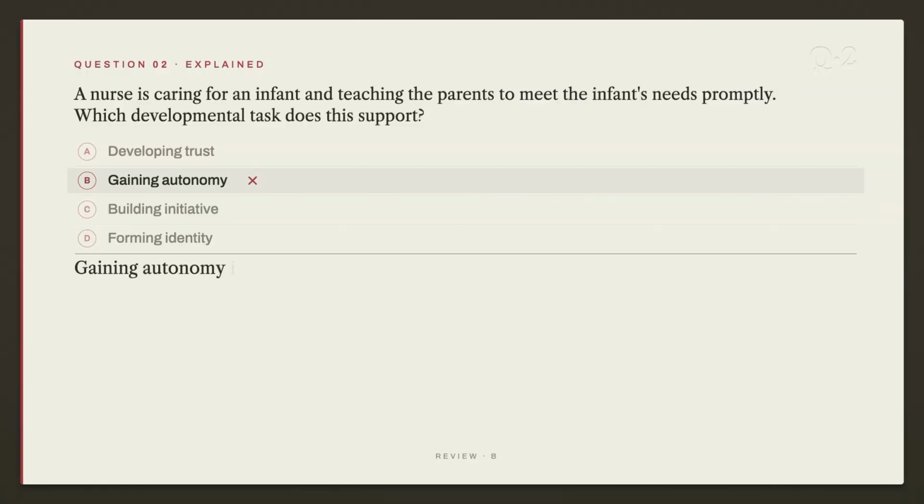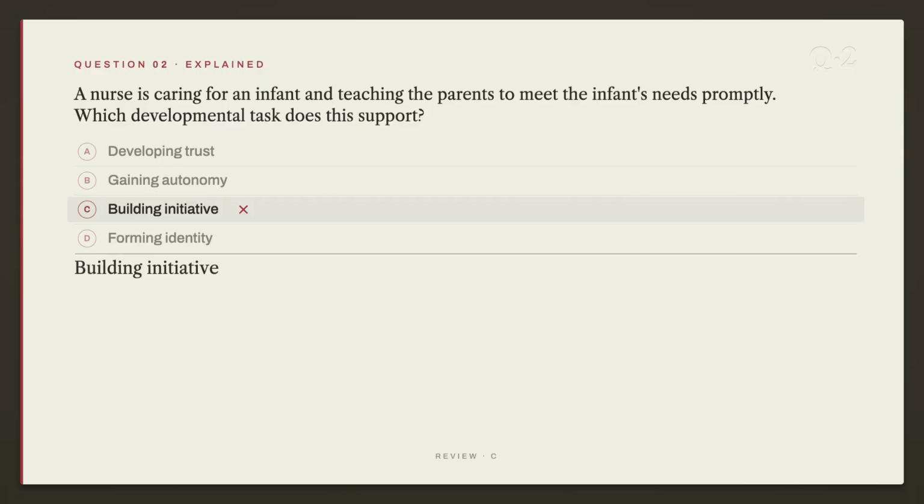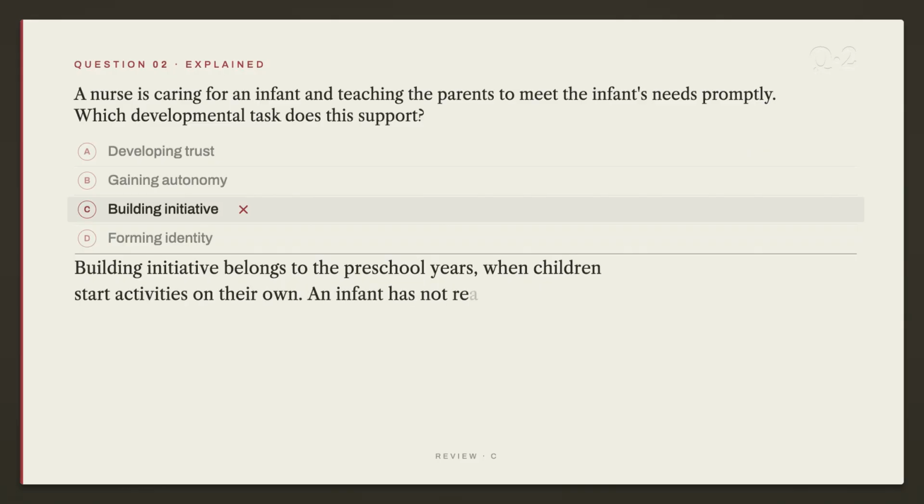B is wrong because gaining autonomy is the task of the toddler years, not infancy. An infant is too young to assert independence, so this developmental task does not fit the infant stage. C is wrong because building initiative belongs to the preschool years, when children start activities on their own. An infant has not reached that stage, so initiative is not the task being supported.